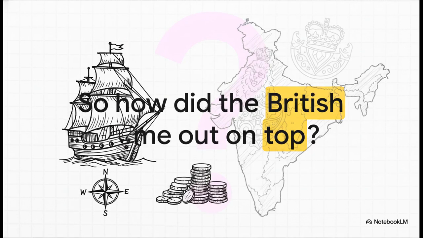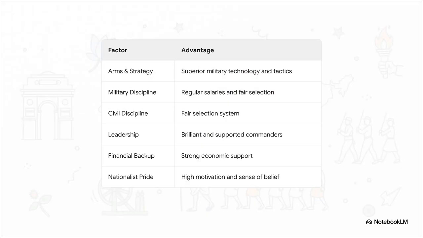So that just leads to the obvious question, right? With all of these powerful European companies fighting for a piece of the pie, how in the world did the English East India Company end up on top, eventually dominating the entire subcontinent? Well, it turns out their big advantage wasn't just about having better guns. As we can see here, it was a whole system. Think about it. A disciplined military motivated by getting paid regularly and on time, strong financial backing from back home, brilliant, well-supported leadership, and you combine all that with this really powerful sense of national pride. Each one of these things fed into the others, creating this incredibly effective, almost unstoppable force for expansion.